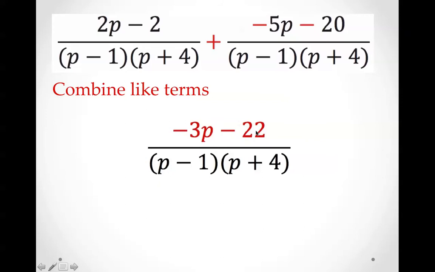Now since there's nothing in common, I can't pull anything out of this, and I cannot factor the top and cancel anything with any of the factors on the bottom. So this would be my simplified answer.